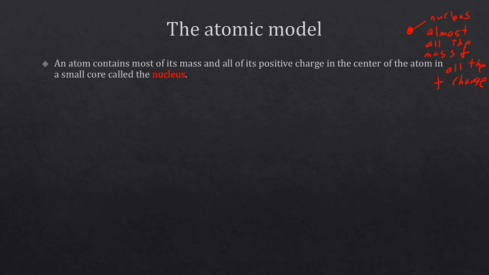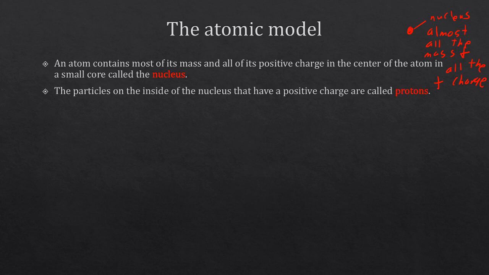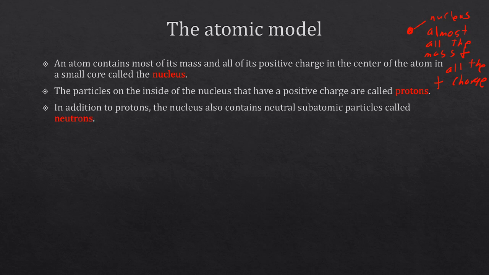And our atom is going to be our building block that makes up everything else we talk about in chemistry. This is going to be the simplest thing that we can get something that's made out of matter into, a single atom that is part of our system. The particles on the inside of the nucleus that have positive charge are going to be called protons. In addition to those protons, the nucleus is going to contain some neutral subatomic particles called neutrons.